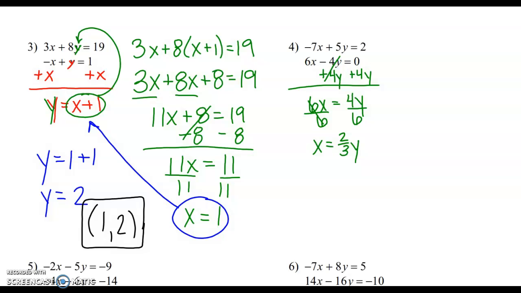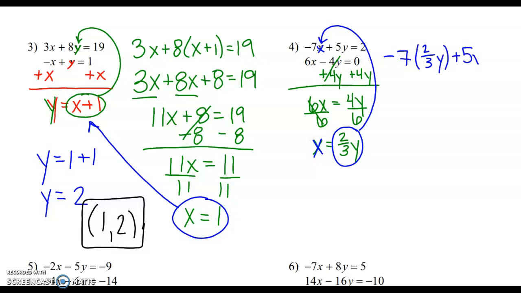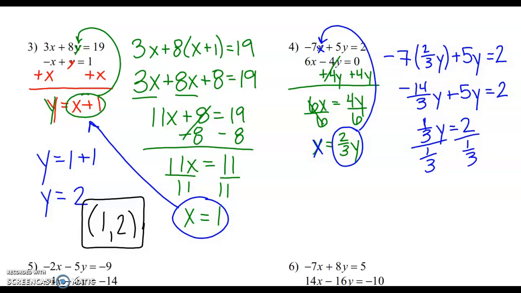So now that I know what x equals, I would substitute in for x in the top equation, 2/3 y. So I have negative 7 times 2/3 y plus 5y equals 2. That would give me negative 14 over 3y plus 5y equals 2. When I combine like terms, I'm at negative 14/3 and 5. It would be 15/3, so that's going to be 1/3 y equals 2. To get rid of a multiply by 1/3, we divide by 1/3 and find out that y is 6.